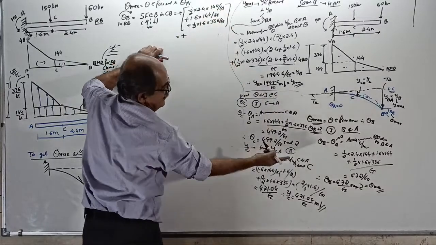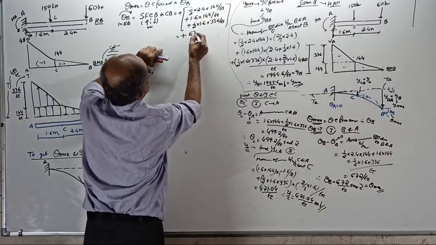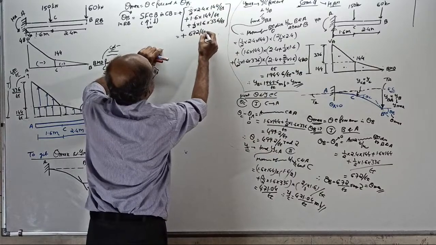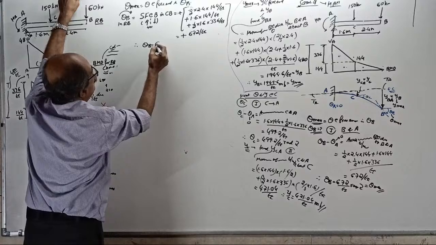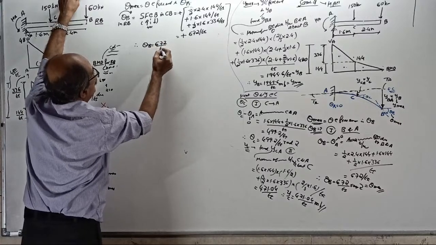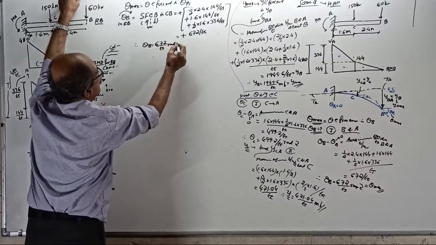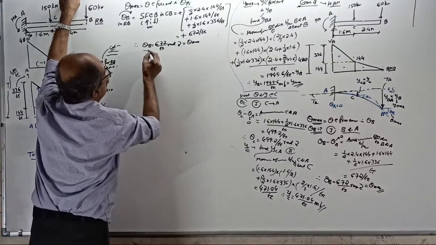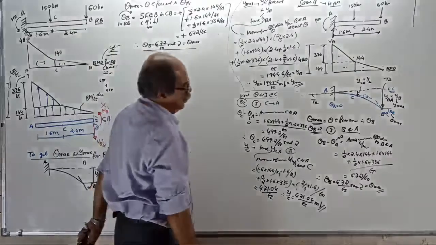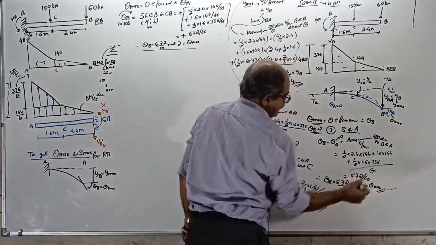Yes, it is plus 672 by EI. Therefore, your theta is equal to 672 by EI radian clockwise. That itself is your theta maximum. Over. Same answer.